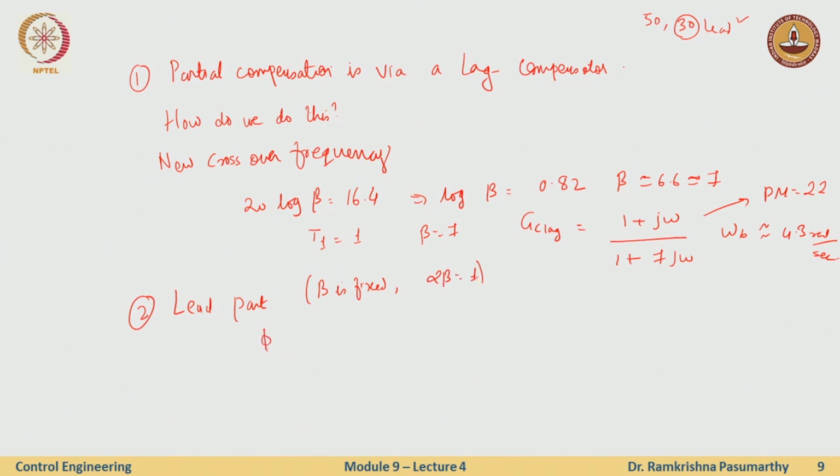So phi m, if I write it in terms of this beta, would be sine inverse of (1 minus alpha) over (1 plus alpha), where alpha is 1 over 7, that is (1 minus 1/7) over (1 plus 1/7). This comes out to be 48.6 degrees. Now what will change is there should be another new crossover frequency.